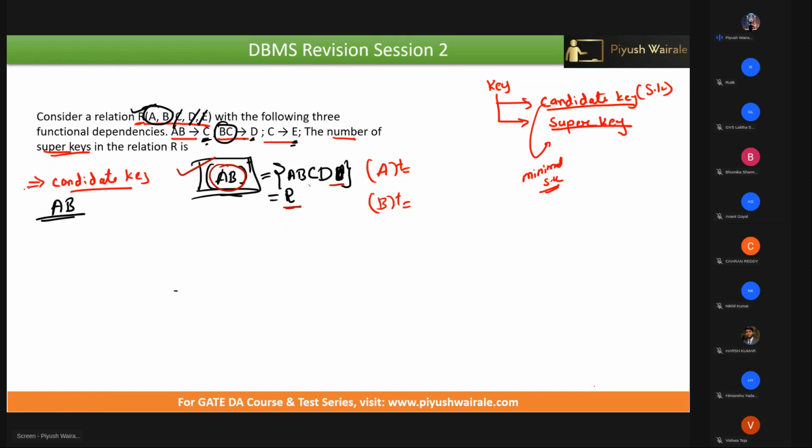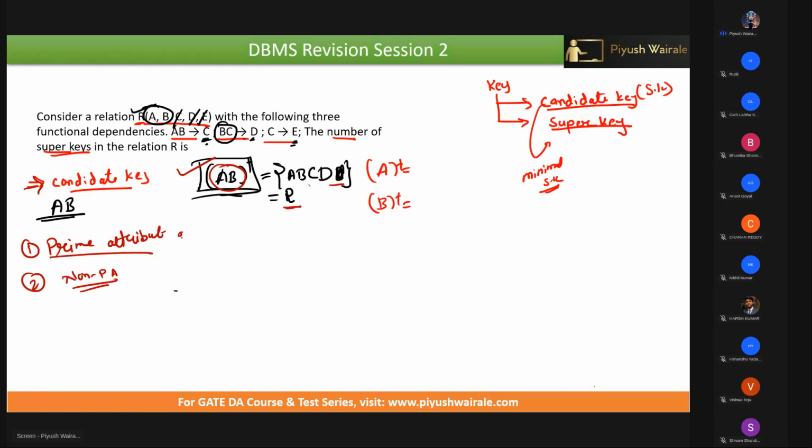Now here we got the candidate key. Once we have the candidate key, we have two things: prime attribute and non-prime attribute. Now what is a prime attribute? The attributes which are part of the candidate key, that is basically my prime attributes. You can see A and B. So A and B will be my prime attributes. And what are non-prime attributes? The remaining ones are my non-prime attributes. That is basically C, D, E here.